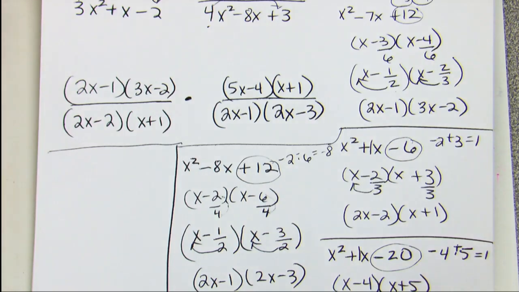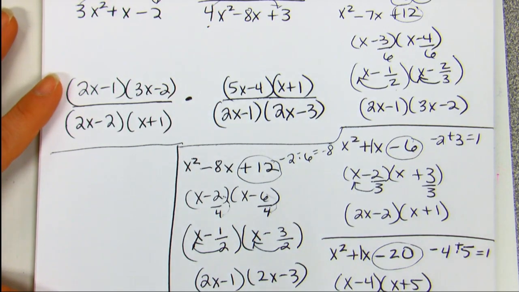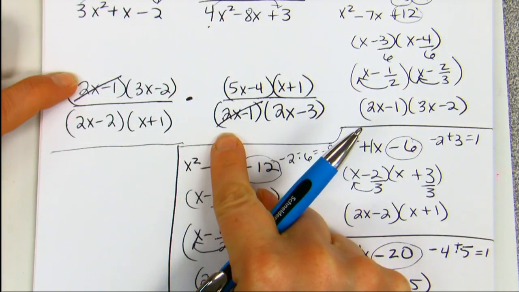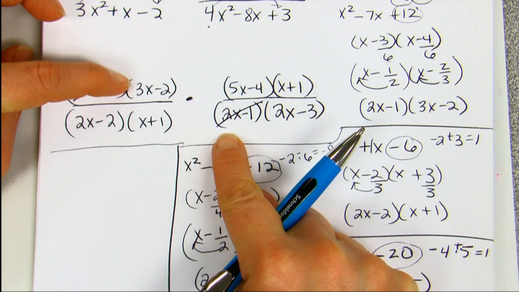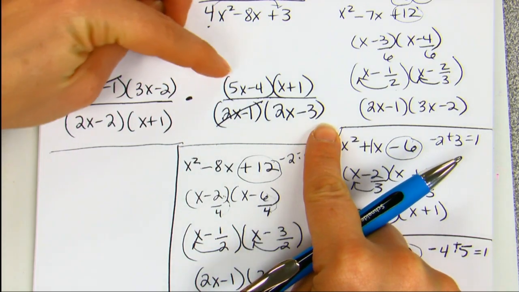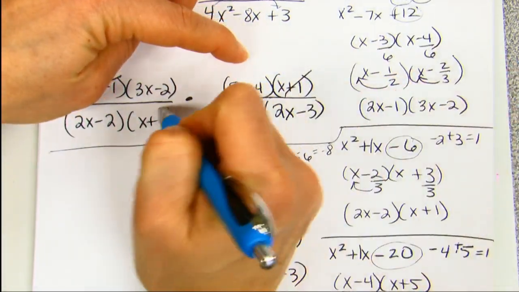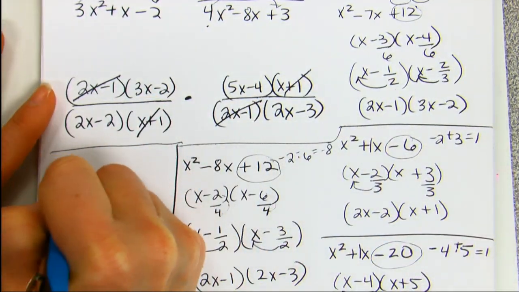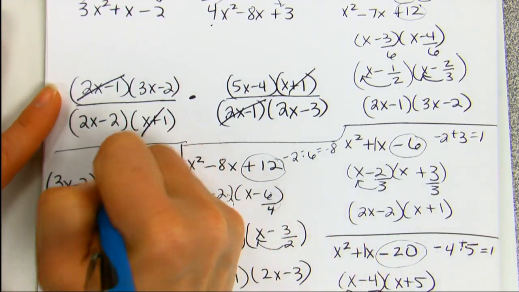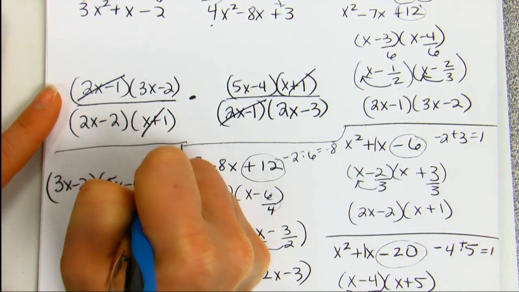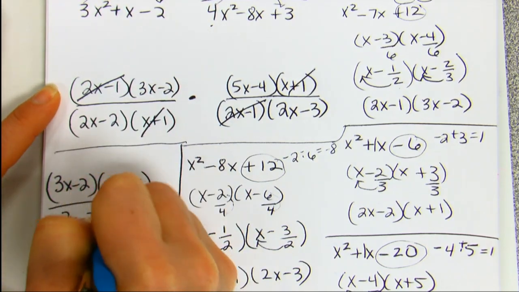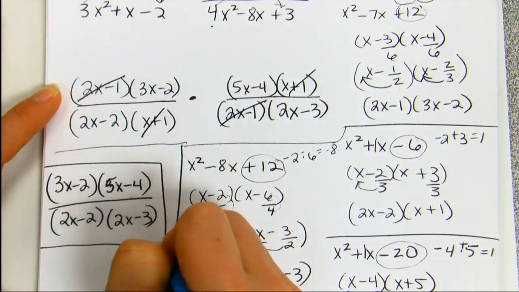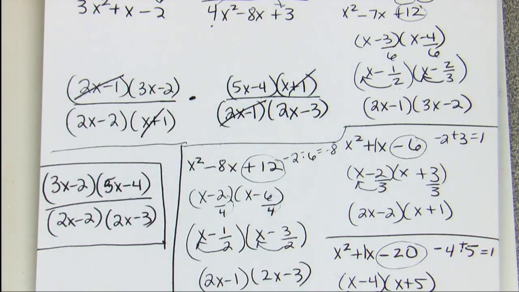Now we need to go look and see, can any factors cancel out? Sure they can. We have a 2x minus 1 and a 2x minus 1 that cancel. I don't have a 3x minus 2 down here. I don't have a 5x minus 4, but I do have an x plus 1. So sometimes you have more than one parentheses. And if so, you just write them beside each other. Okay, you just write 3x minus 2 times 5x minus 4 over 2x minus 2 times 2x minus 3. You don't have to FOIL, you don't do anything like that, you just leave them in factored form as parentheses.